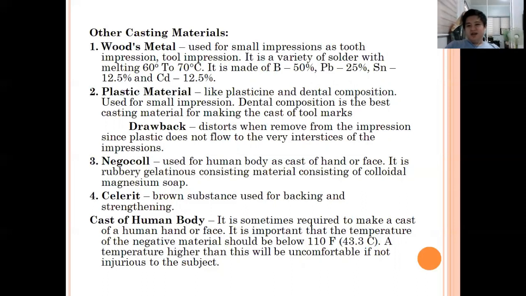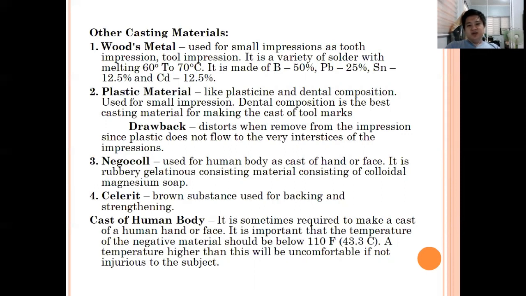Oh, I forgot the names of the elements. So we have, I don't know, PB, plumbum. Lead, I don't know if PB is lead. We have SN, CD. So that is just your assignment to determine what those elements are that are present in wood metal. I'm so sorry, I forgot, those elements were flashing on the PowerPoint presentation. So commonly that is the composition of a wood metal that is commonly used for casting materials.